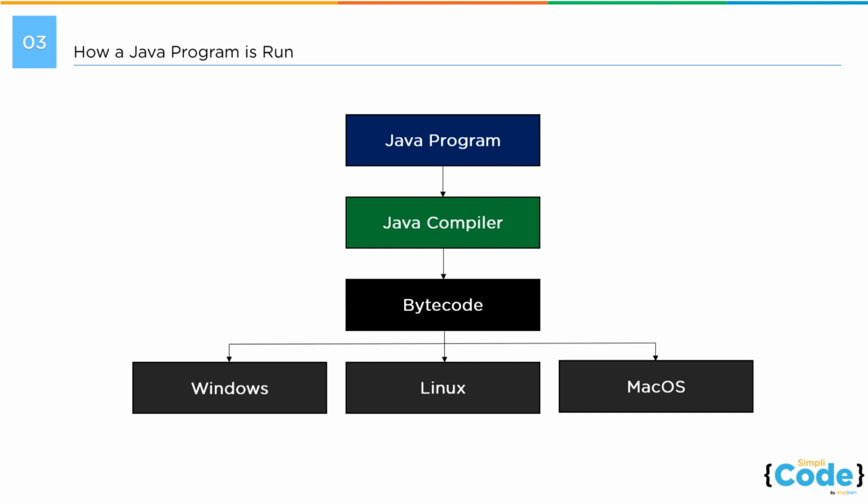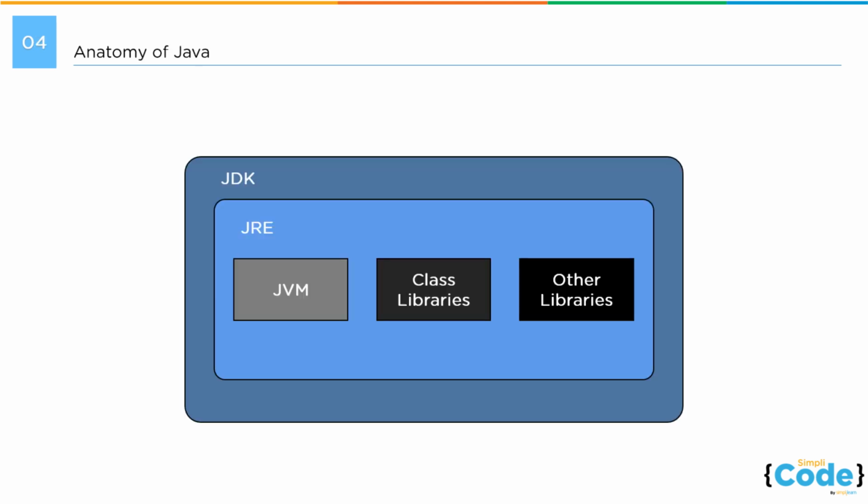And that's what brings the platform independence concept of Java: you can write the program once on any platform, and once you have the bytecode available, you can run this program on any other platform of your choice. Okay, so that was about how Java program execution works and how platform independence is actually achieved.